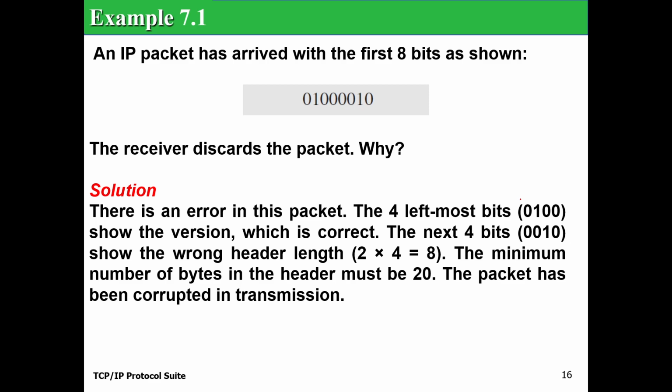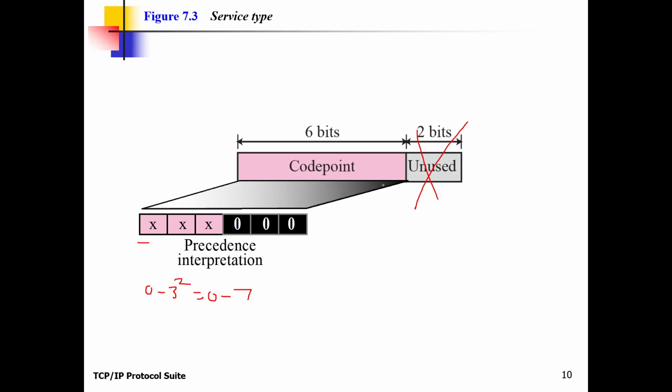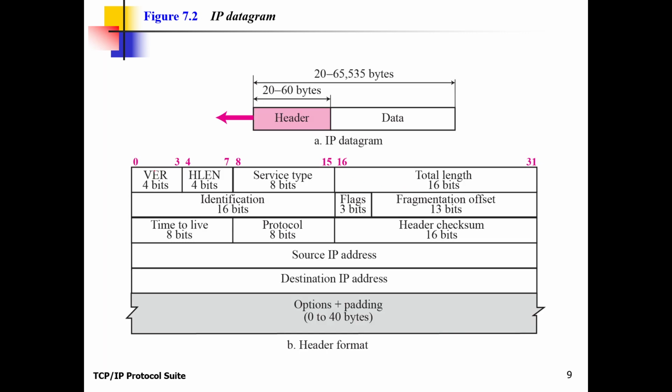In here, an IP packet has arrived with the first 8 bits. So what are the first 8 bits? Let's go back in here. What do the first 8 bits tell you? The first 4 will give you the version, and the next 4 will give you the length.